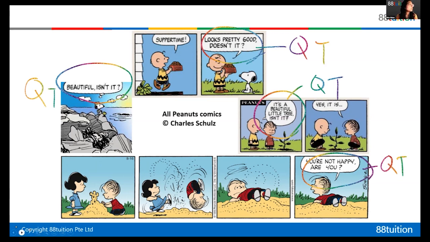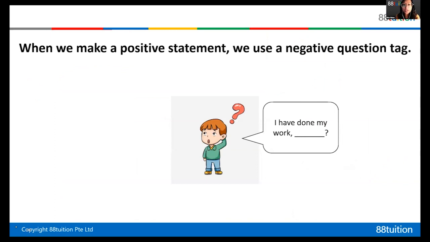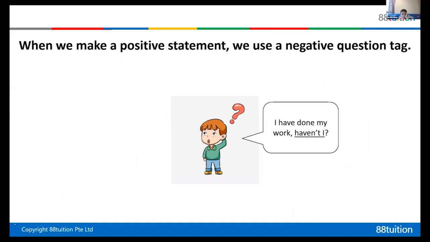So here, remember, when the statement is positive, the question tag is negative. So here, the statement, is it positive or negative? I've done my work. Positive or negative? I have done my work. Positive, very good, because there's no not, right? So what will the answer be? The question tag will be negative. Look at the word have. You're changing have to a negative because have is an auxiliary verb. So it becomes haven't, sorry, haven't I, because I is the pronoun. I have done my work, haven't I?